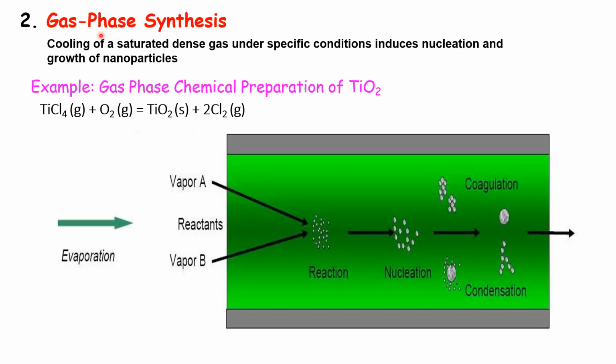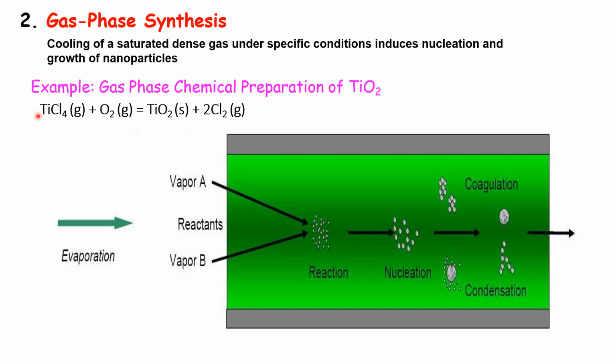Now we see the second method, that is gas phase synthesis. In gas phase synthesis, through cooling of the saturated gas or vapor under specific conditions, we get the nucleation and growth of the nanoparticles. Using these gases, they agglomerate, and finally we get the nanoparticles here.